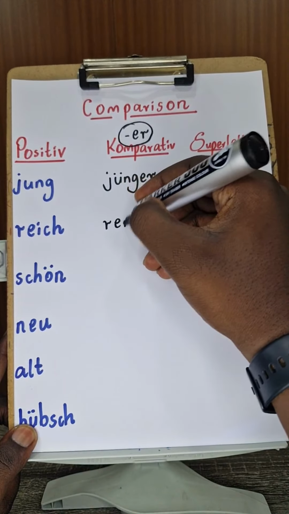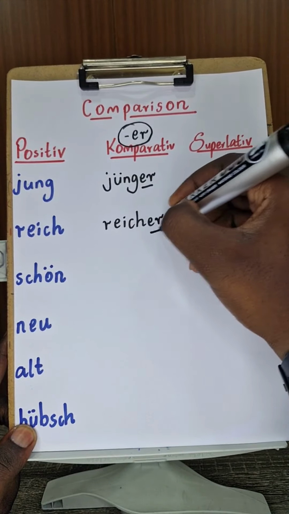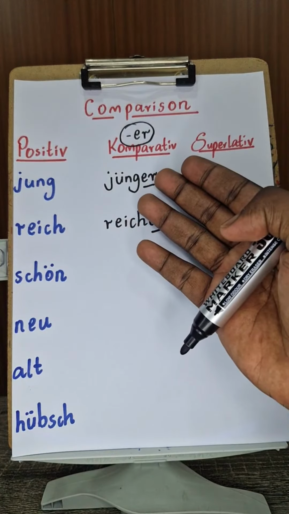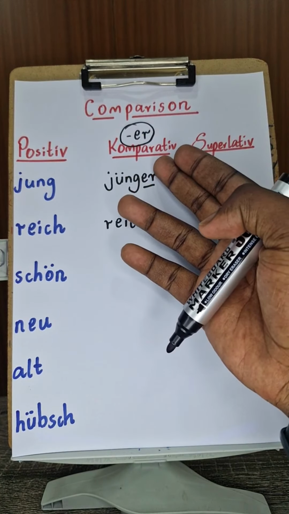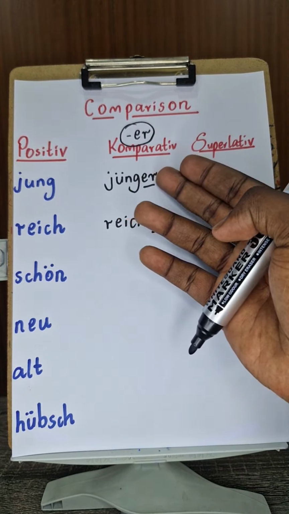Now reich remains without umlaut. You can see umlaut only applies on a or o, right? So reich now becomes reicher, all right? Reich. So you're seeing it's almost like in English. In the comparative we have the ending er. I can see Bianca trying very well. That is nice.